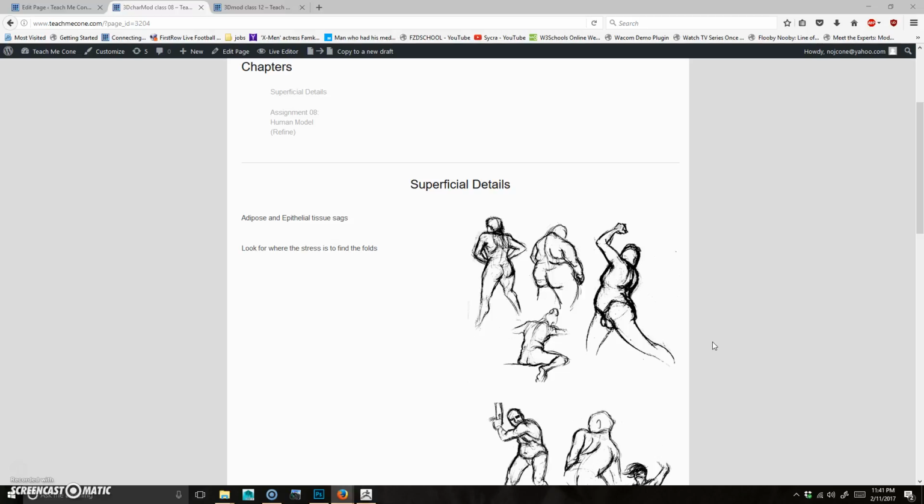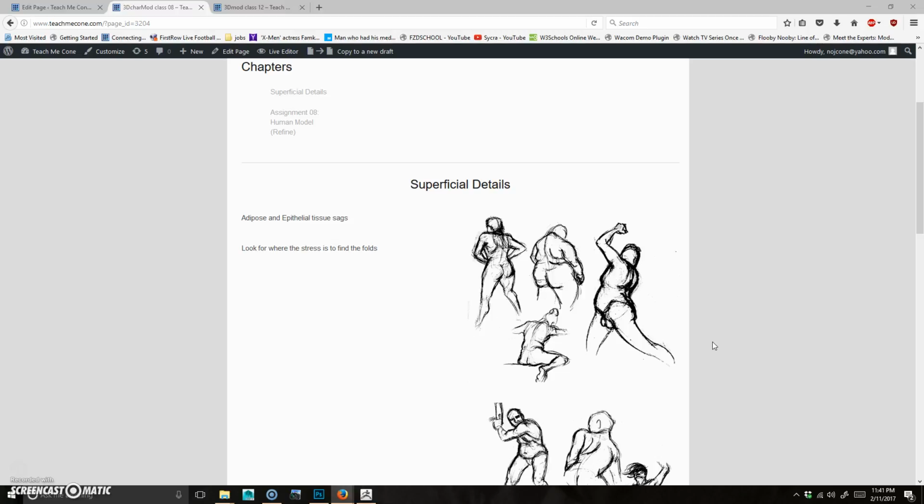Okay, so adipose is fat. So let's just throw that out there so you get an idea of what I'm talking about. It's the technical term. And epithelial is skin. Okay, so that's what those two things mean.